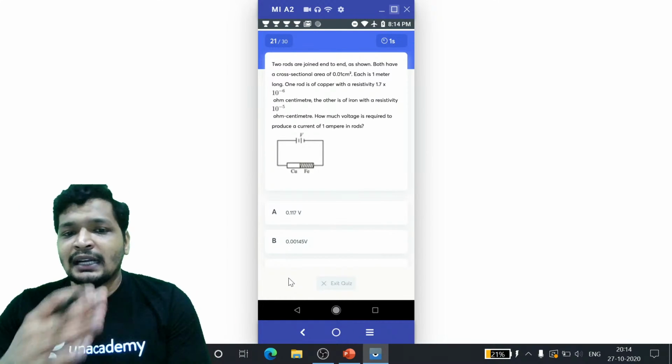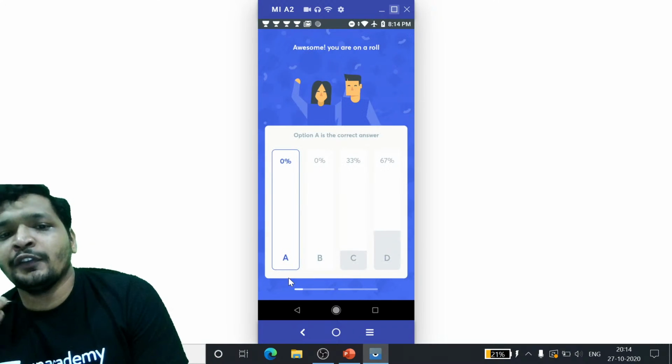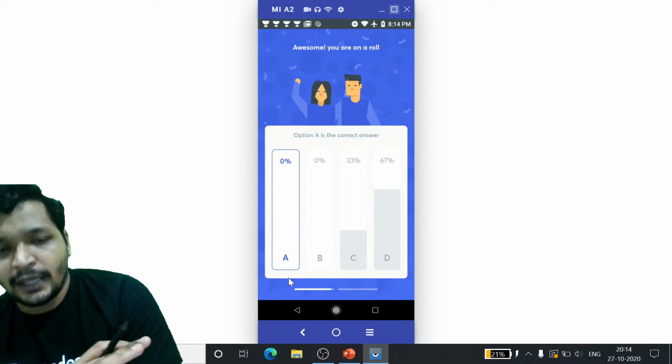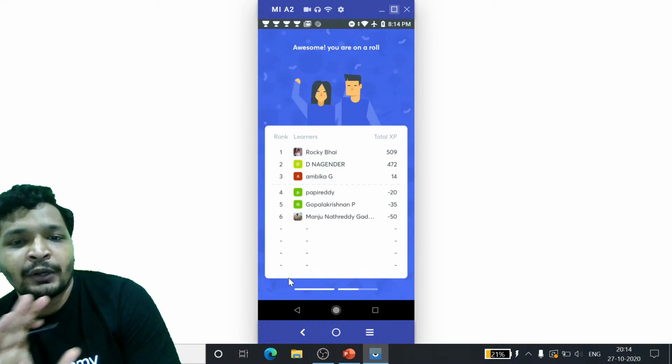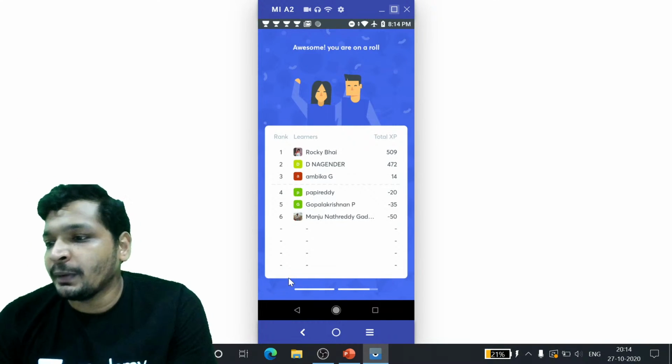Both are in series. Just add them and divide it. That's it. Find out the value of R from rho is equal to L divided by A. For both of them, add the resistances, divide by the voltage, that is the current. Okay, it's a simple question, but you need to do the math on your paper.